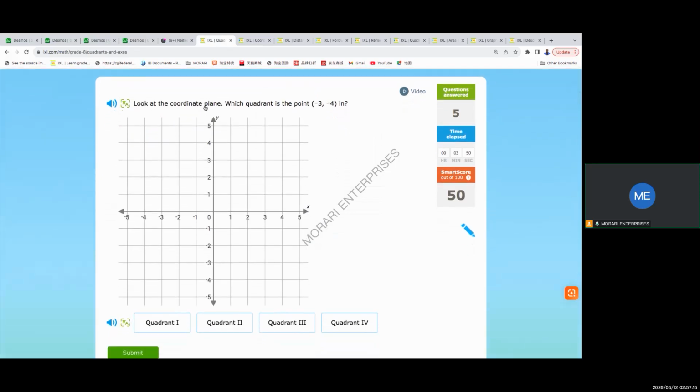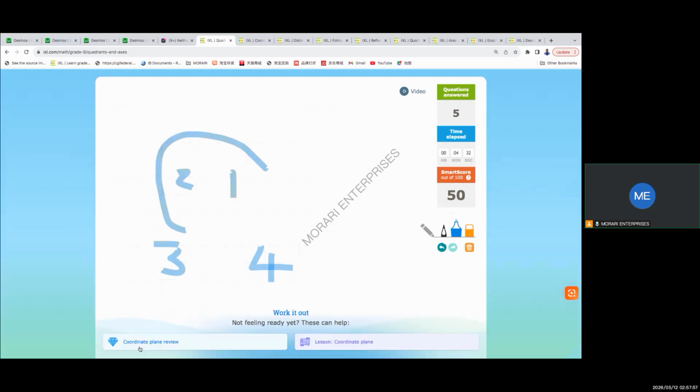We try another one. Look at the coordinate plane. Which quadrant is the point -3, -4 in? So how do you do this? Just say negative, negative. Okay. Now, if you start at 0, we first move along the x-axis. To move negative, we go left. Next, we move up or down. Since it's negative, we move down. So this is called quadrant 3. And we start naming our quadrants from here going this way, right? So this is 1, this is 2, this is 3, quadrant 3, and this is quadrant 4. So my answer is quadrant 3, since -3, -4 falls in quadrant 3.